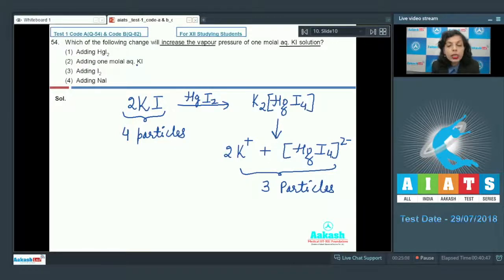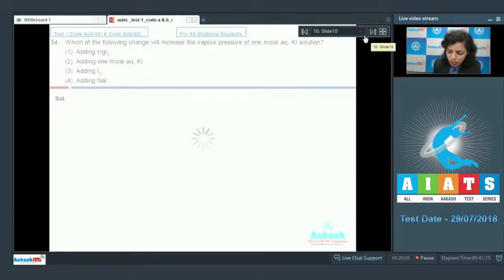Adding 1 molar aqueous KI, there is no change in the number of particles. Similarly, if you add iodine, there is not the formation of complex. So this is not the correct answer. And the 4th option, adding NaI, that can also not be the correct option, because in that case there is no formation of complex, no change in the number of particles. So which option is correct? The answer that we can mark here is the option 1. Let me mark here. Now after this, let's move on to the next question.